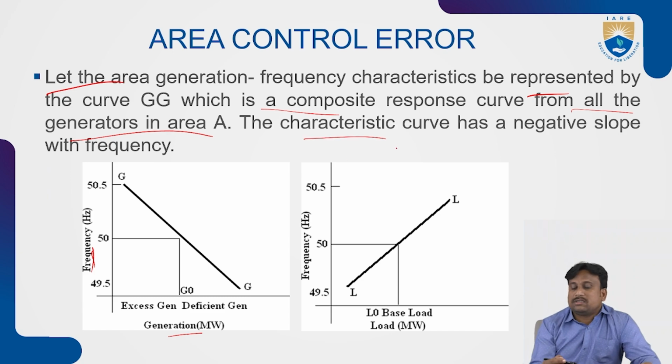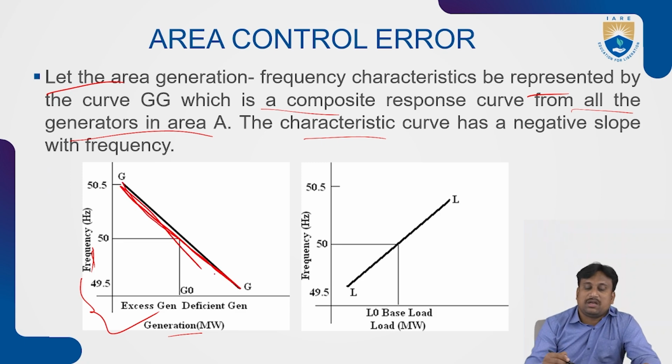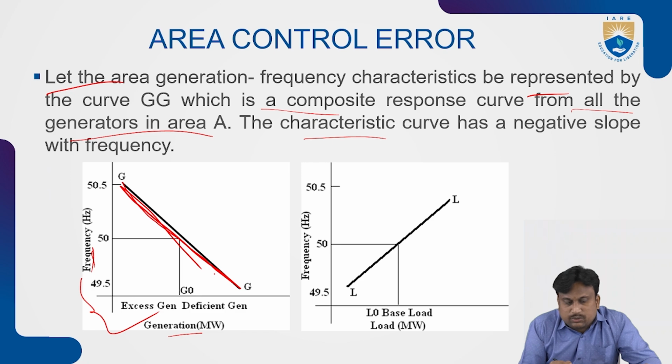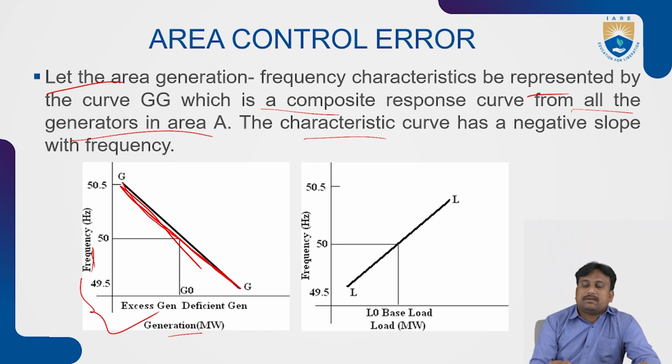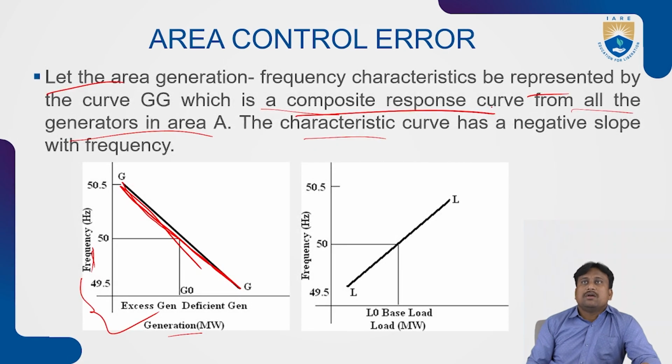That characteristic curve has a negative slope with frequency. That means when the curve is considered as frequency versus excess generation or deficiency in generation, the curve is taken as one of negative slope, called the GG curve. So this curve is one of the frequency characteristic curves, a composite response curve from all the generating units in area A.